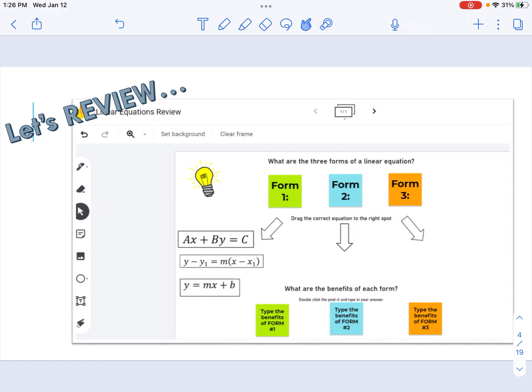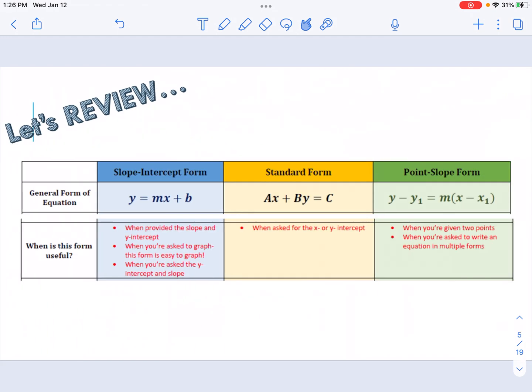All right, so at this point, hopefully you have found the three forms of a linear function, identified the correct equation that matches the form, and identified the benefits. As we know, there are three major forms of a linear function. We should feel comfortable getting an equation in slope-intercept form, in standard form, and in point-slope form.